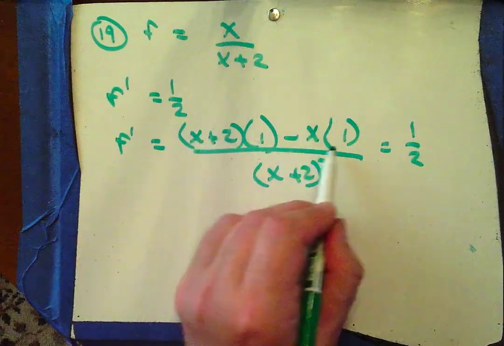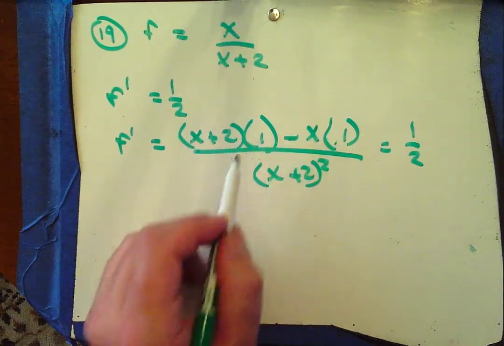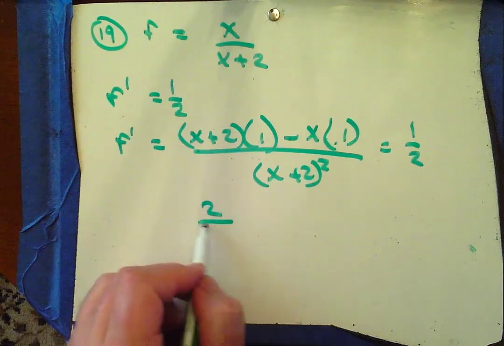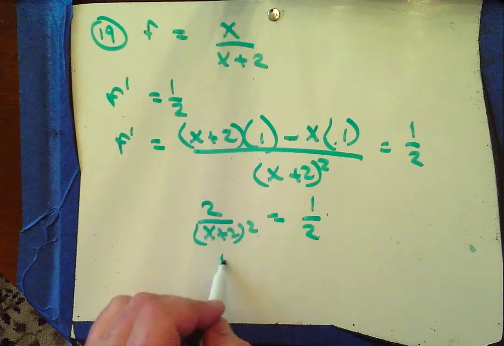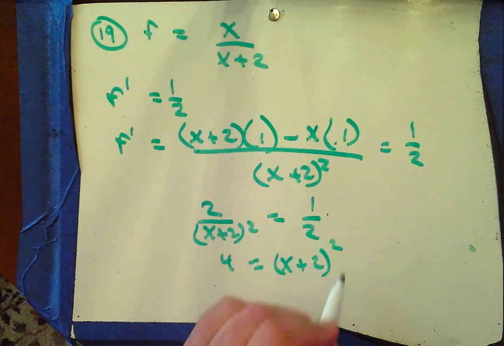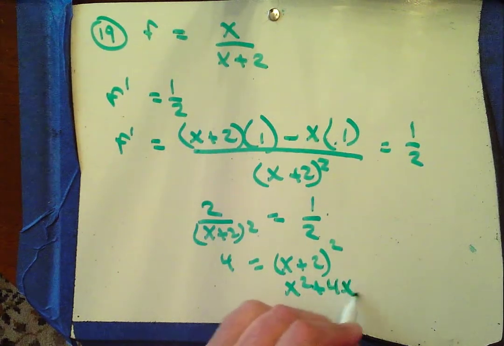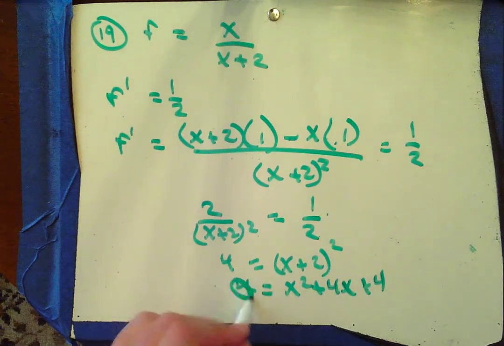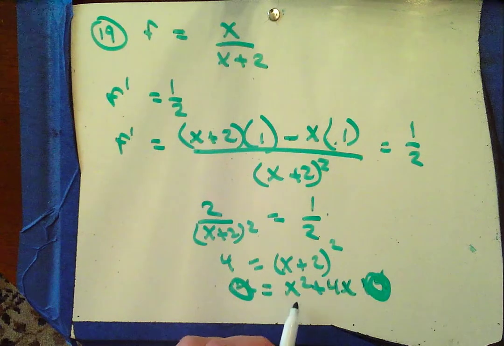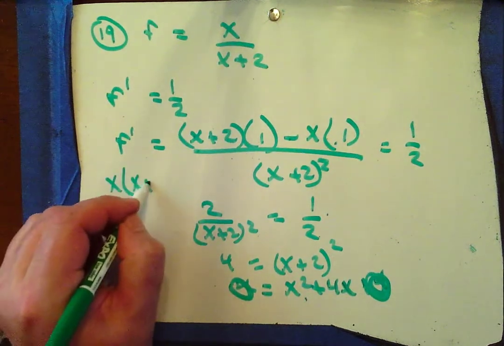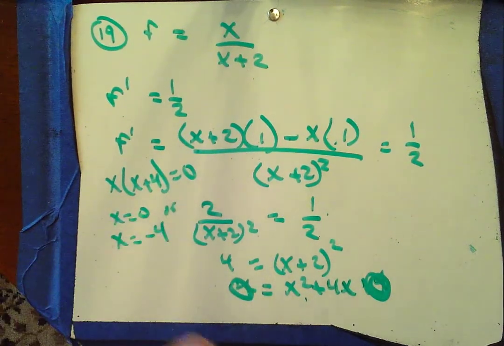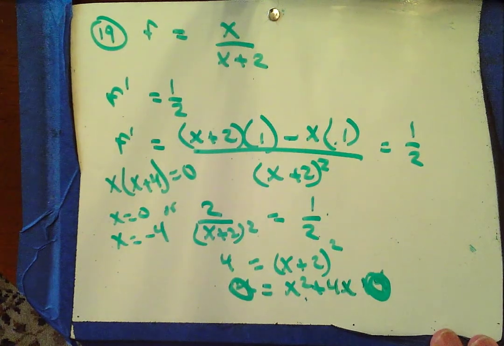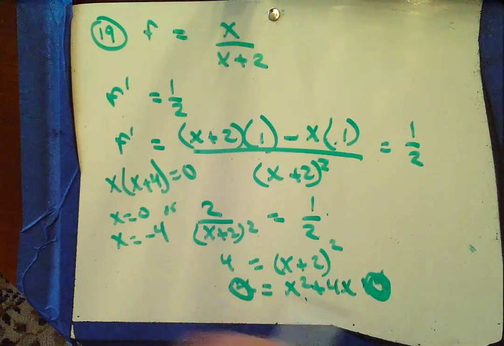Well, I'm going to tidy up the top. X minus x cancels, and I'm left just with 2 over x plus 2 squared equals 1/2. I'm going to cross multiply and get 4 equals x plus 2 squared. We know that's x squared plus 4x plus 4 equals 4. We'll subtract 4 from both sides, and we get this. When is this equal to 0? X times x plus 4 equals 0 when x equals 0, or x equals negative 4. So I get 0 or negative 4, and I see that choice C looks appropriate here.